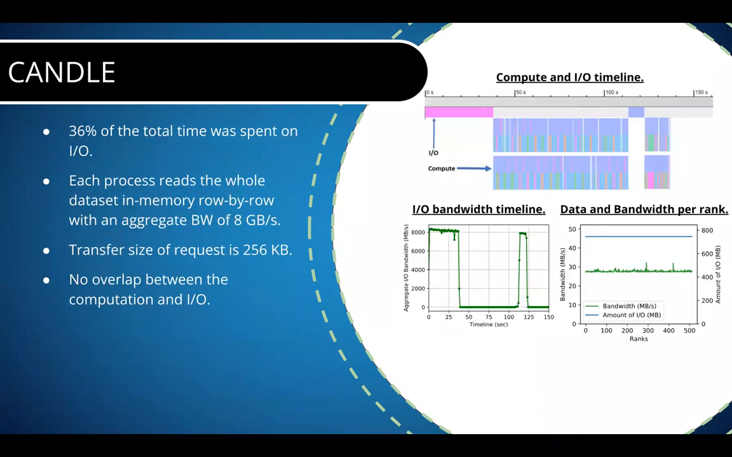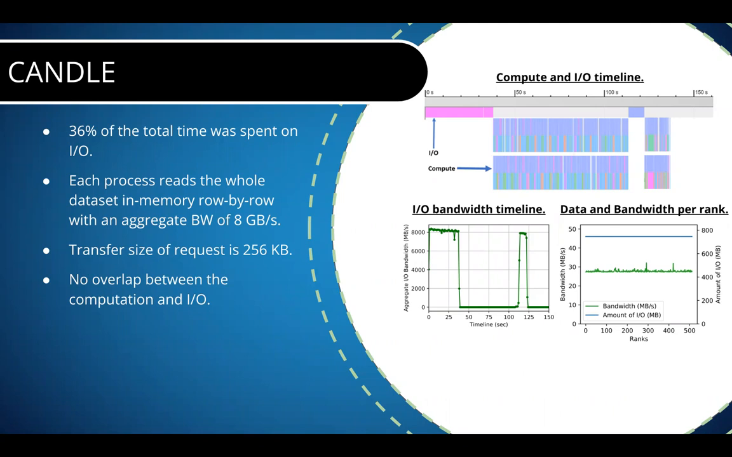The Candle application, which is the cancer application, reads data from CSV datasets and spends 36% of its time performing IO. Because it's a CSV data format and because of the API they were using, each process reads the whole data set row by row with an aggregate bandwidth of 8 gigabytes per second. They got the 8 gigabytes per second aggregate bandwidth because each row, luckily, was big enough, about 256 kilobytes in size, so they got a good transfer size on each process.